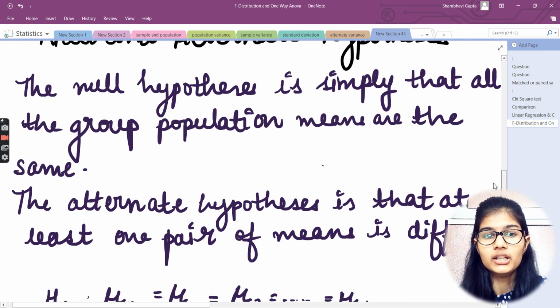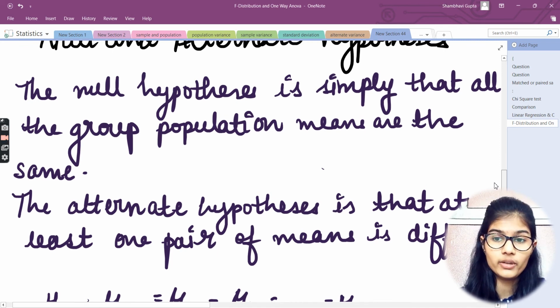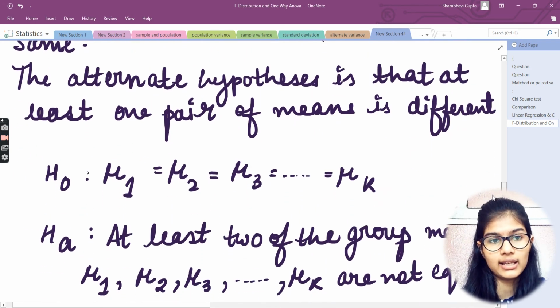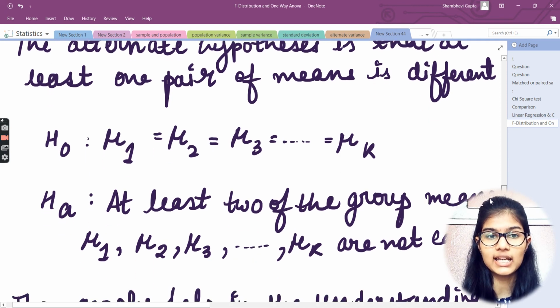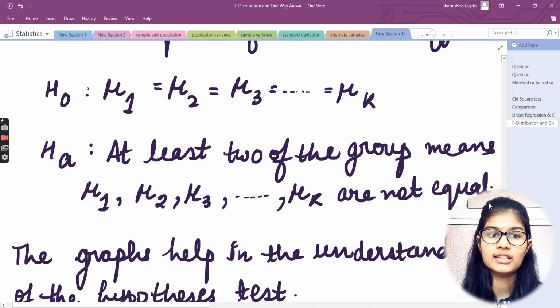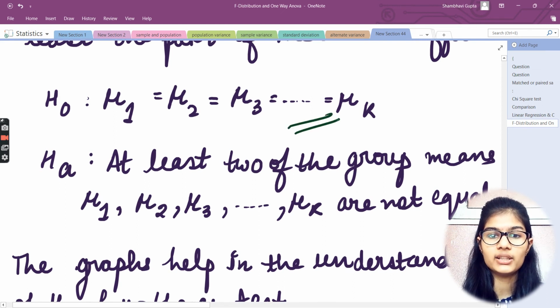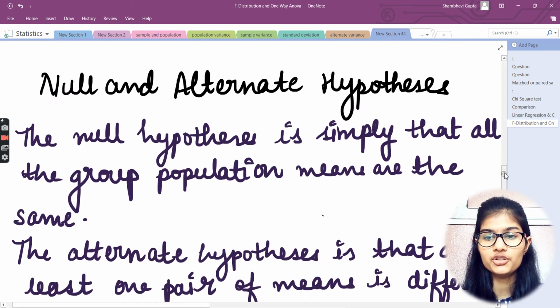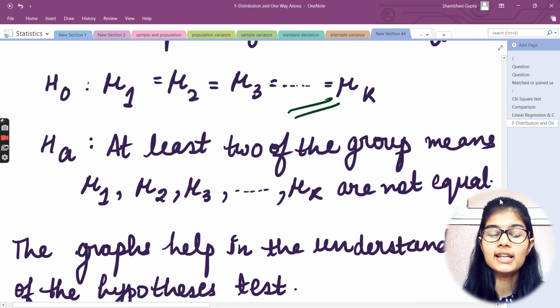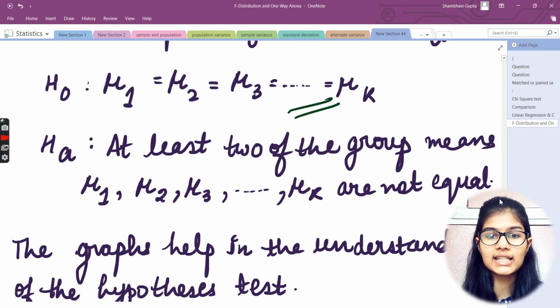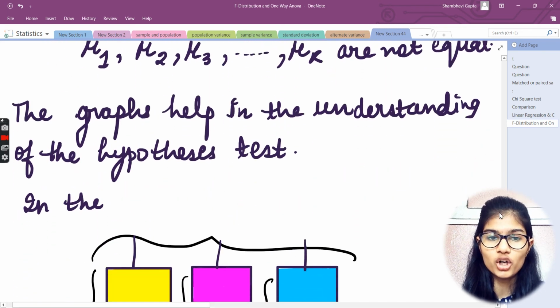Right here, when we had made it, the null and alternate hypothesis. The null hypothesis is simply that the group population means are the same. And when at least one pair of the means is different, in that case we say that it is the alternate hypothesis. So for H0, my null hypothesis, all of these values are the same, right? And for HA, my alternate hypothesis, at least two of the group means are not equal.